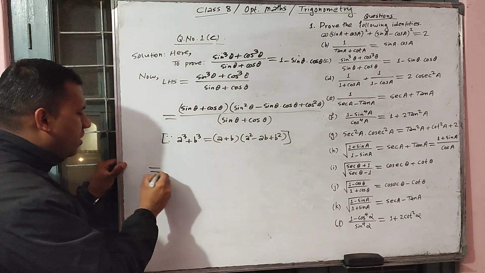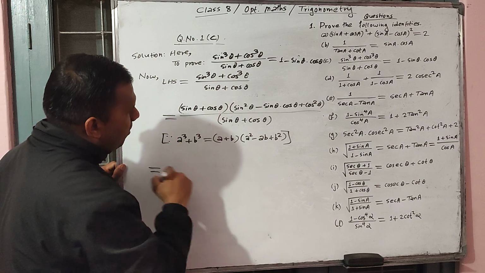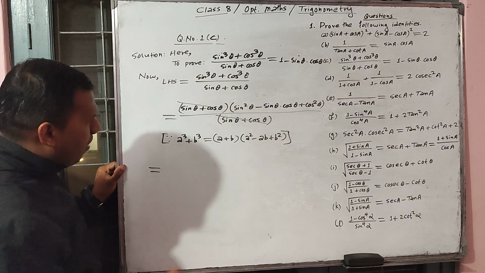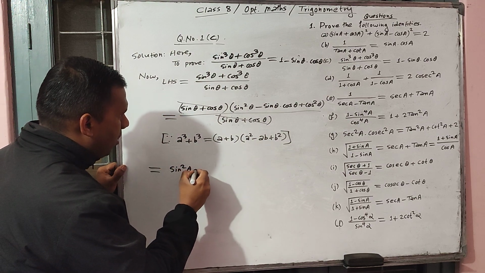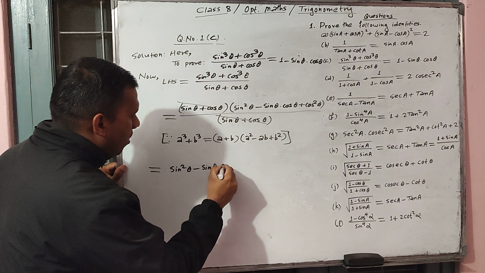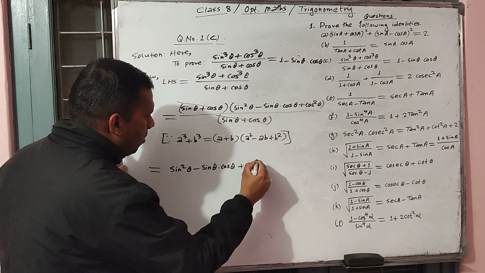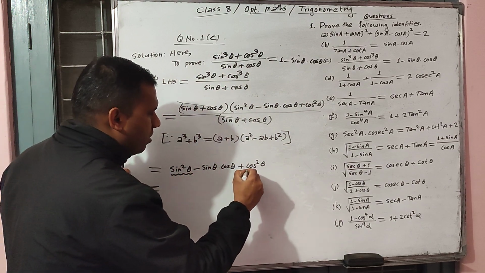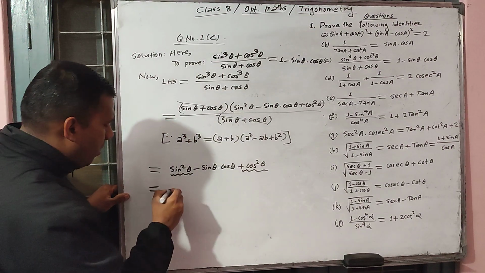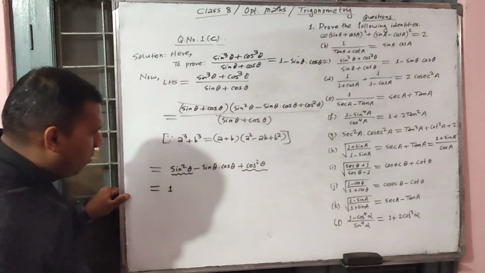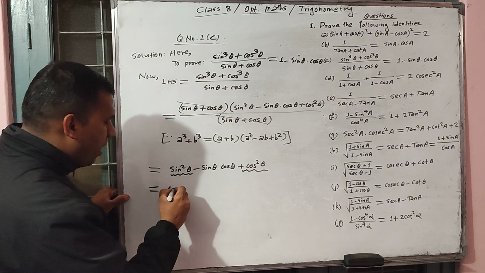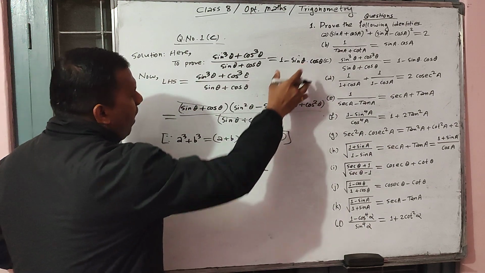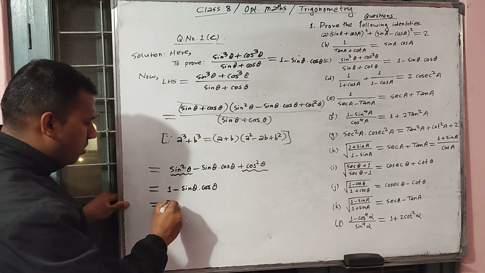Okay, students, on the next step, sin theta plus cos theta on the numerator and on the denominator is the same factor, so these two cancel each other. Then the remaining part is sin square theta minus sin theta dot cos theta plus cos square theta. But the value of sin square theta plus cos square theta is 1. So we can write 1 minus sin theta dot cos theta, which is equal to RHS.